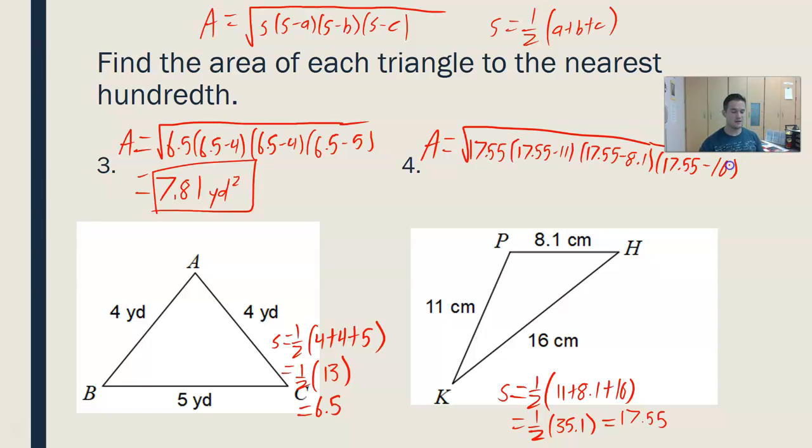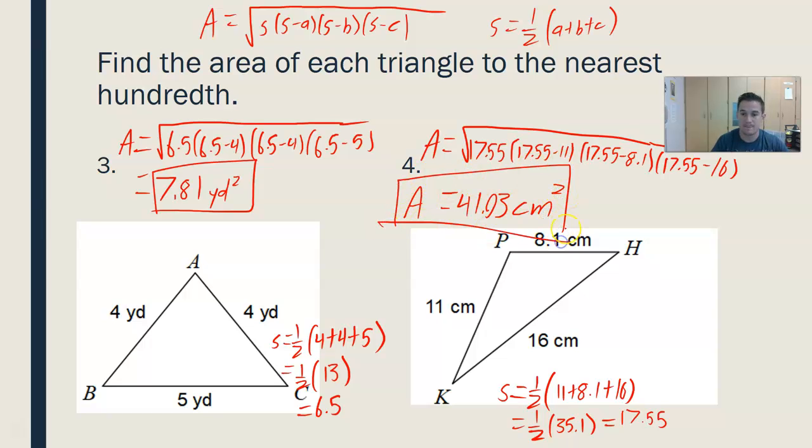Woo! Jeez. And again, you can type that all straight into your calculator, making sure that you type in the square root and type in all the parentheses as is. So I'll type in 17.55 parentheses 17.55 minus 11 parentheses 17.55 minus 8.1 times parentheses 17.55 minus 16. And I will get the area to be 41.03 centimeters squared. So it'll take about 41 square centimeters to cover this little triangle here.